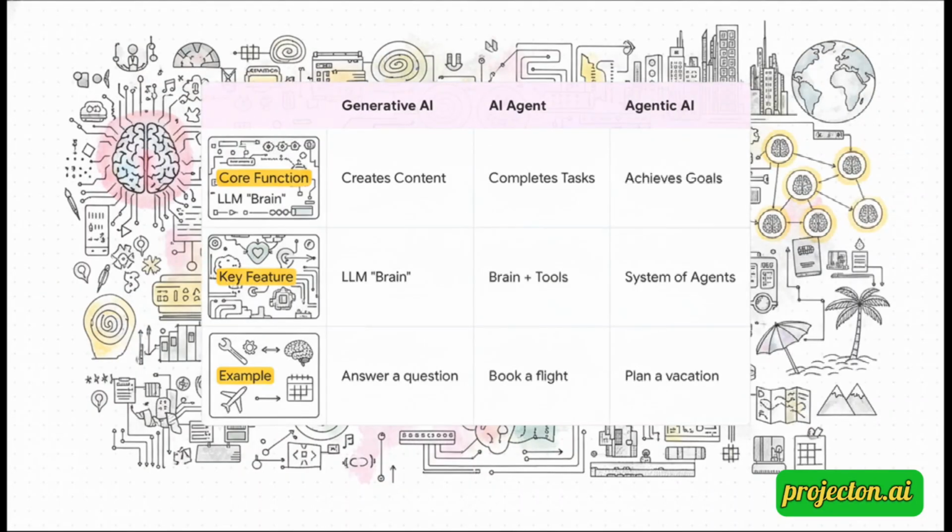So here it is, side by side. Generative AI creates content with its brain. An agent AI completes a task by giving that brain tools. An agentic AI achieves a big goal by managing a whole team of agents. The examples tell the entire story, right? We go from answering a simple question to taking a single action to planning a whole vacation.